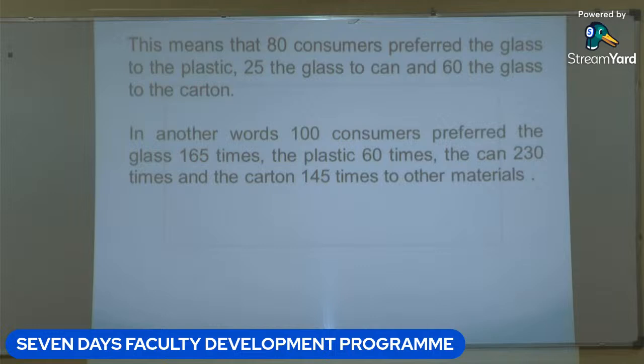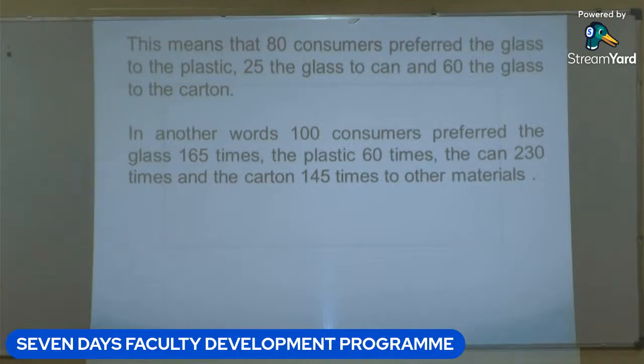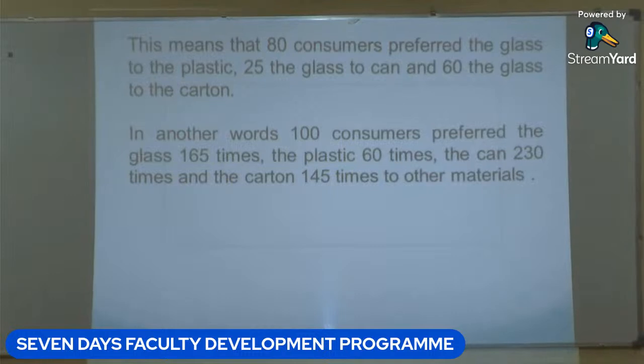So by just observation of this, 230, that is the highest preference. So they are preferring cans. That's because in any marketing analysis, before introducing a product or the type of material used to fill it, they need to conduct some surveys. Based on the preferences of the consumers, the sales department or the marketing department has to take the decision. Since the majority of the consumer preferences is towards the can, the soft drinks of that particular company should be filled in cans.